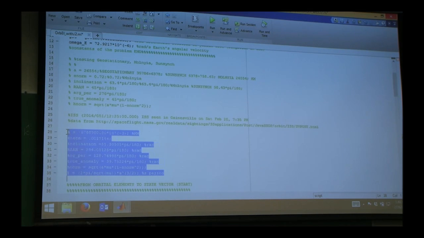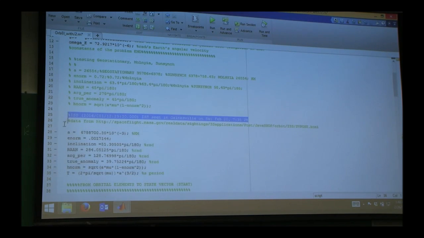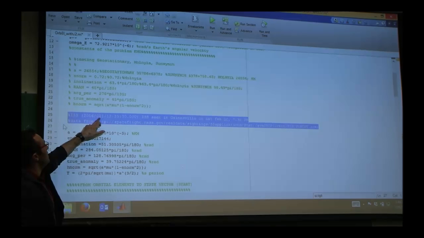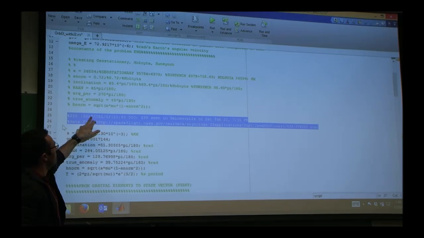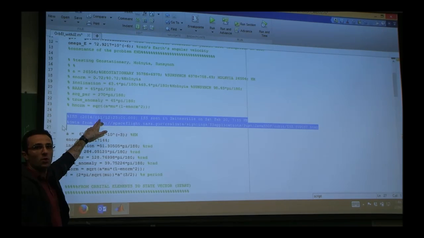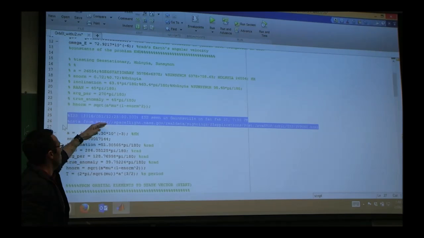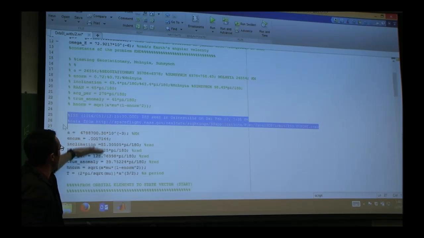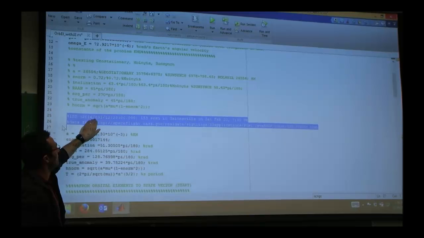So I looked it up, and this is the link I gave you where you can get the orbital parameters for the station at certain days. This is day 51 of this year. January is 31 days, so this was the 20th of February at this particular time. I was able to download the orbital parameters at this particular time.